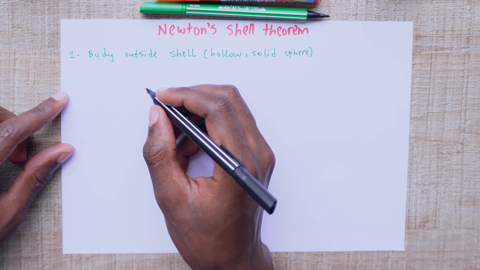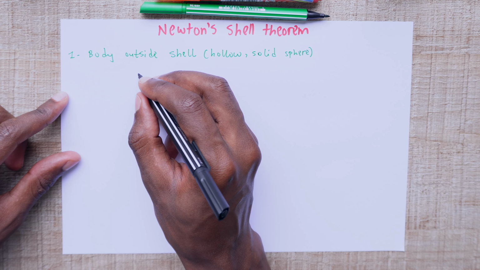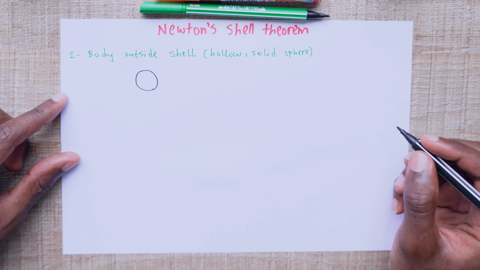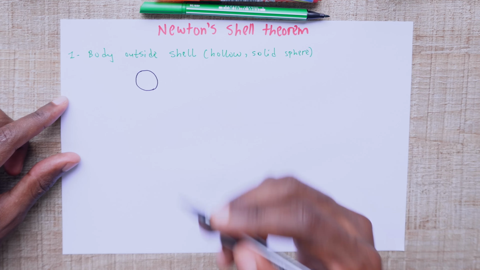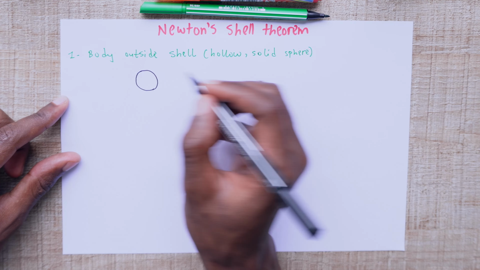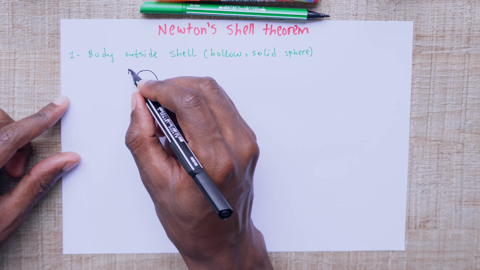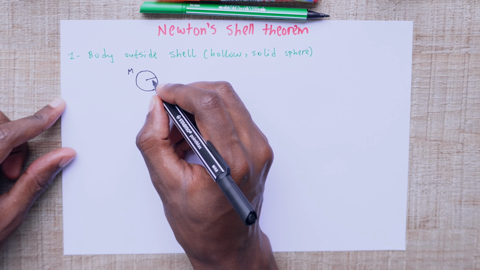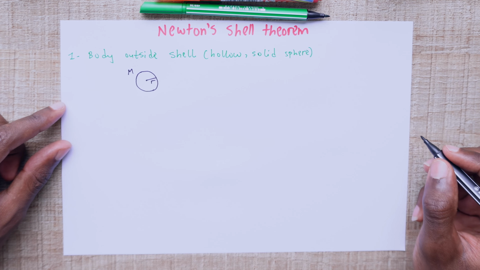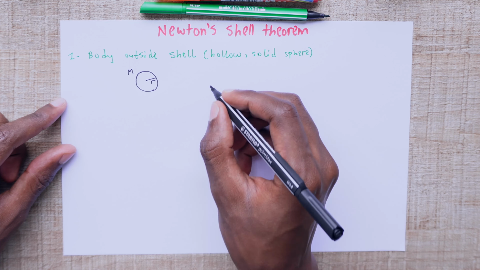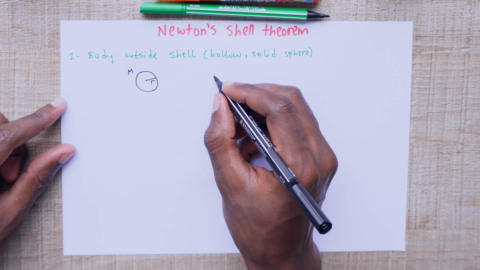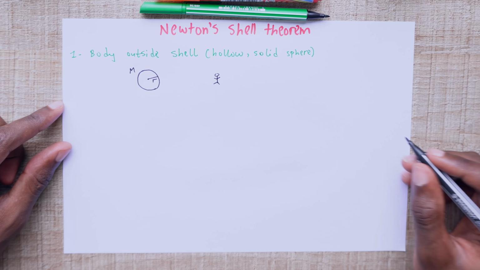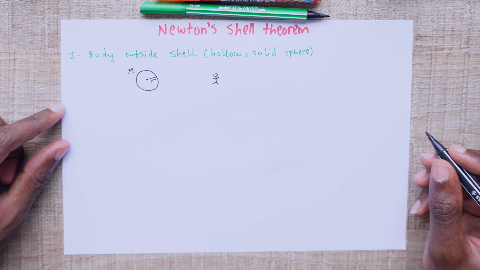So let's say here we have a spherical mass. It could be hollow, it could be a solid sphere, but it's a spherical object. It has a mass of capital M. You can imagine it's a planet, for example, and then it has a radius of small r. Then let's say at some distance you have an object, let's say small m. I'm very good at drawing, but this should be fine.